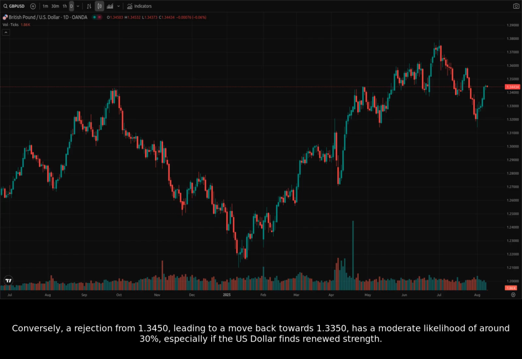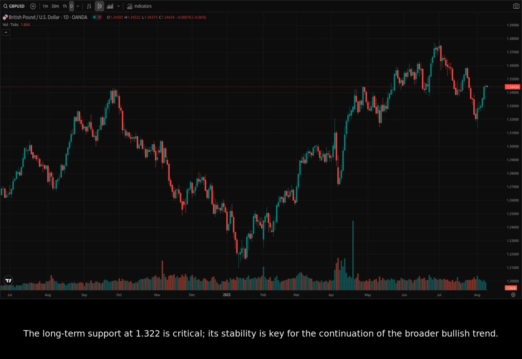Conversely, a rejection from 1.3450, leading to a move back towards 1.3350, has a moderate likelihood of around 30%, especially if the US dollar finds renewed strength. The long-term support at 1.322 is critical. Its stability is key for the continuation of the broader bullish trend.